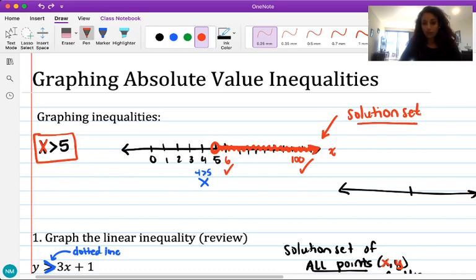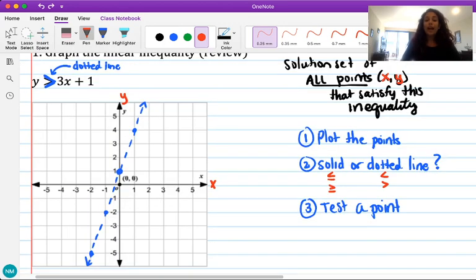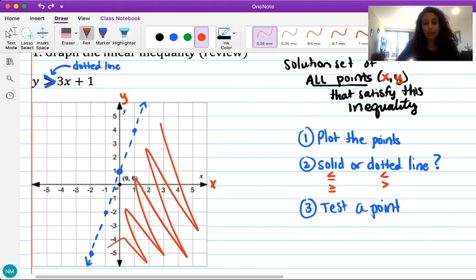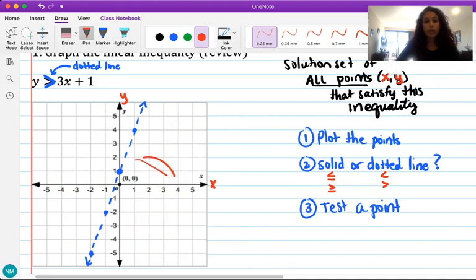So we have to test, is it going to be all of this or all of this? It's one or the other. It is either going this way, or this way. It is not going to be both. It is not going to be something over here and something over here. It is going to be all or none. Okay? So, test a point.